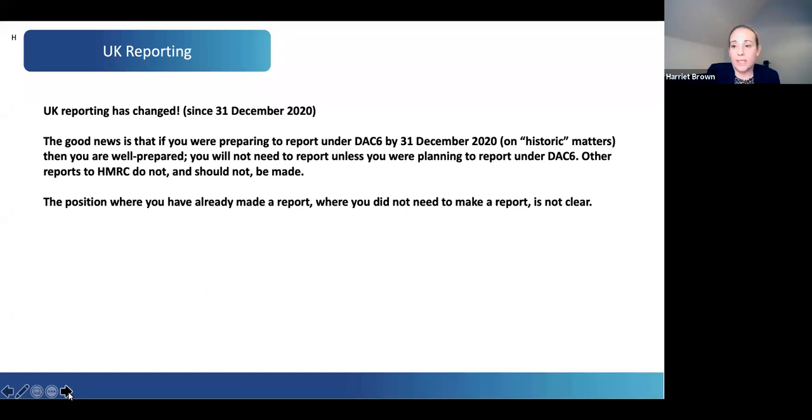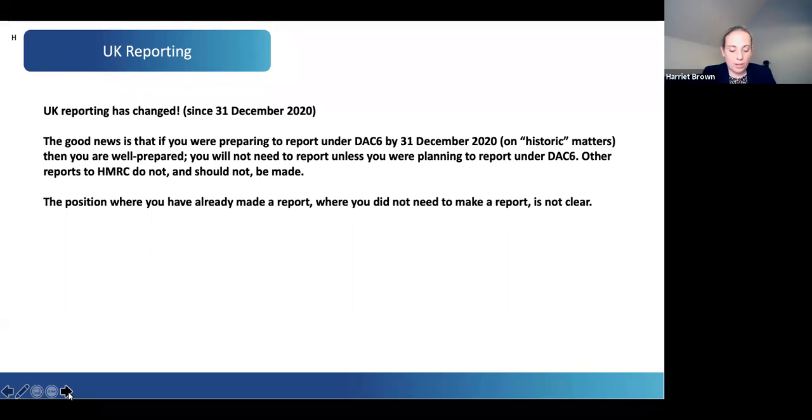So UK reporting has changed since the 31st of December. And what I want to say really is, as my headline point, if you were preparing to report under DAC6, sorry, that should say 31st of January 2021, on your historic matters, then you are well prepared. If you were looking at making a report because you came within Hallmark D, pretty much you just need to still go ahead and make it.